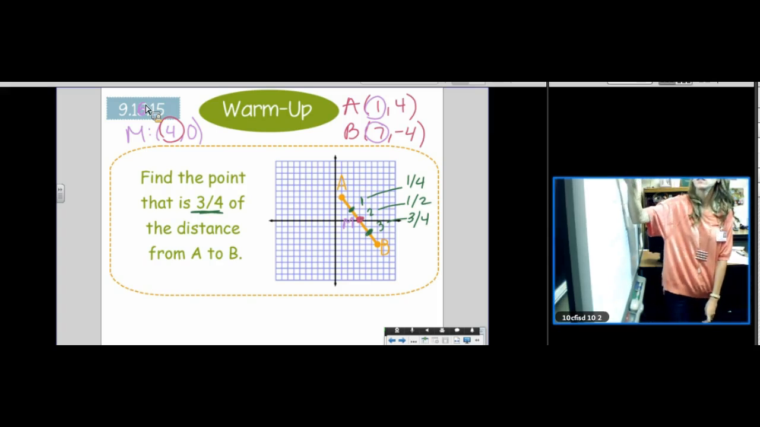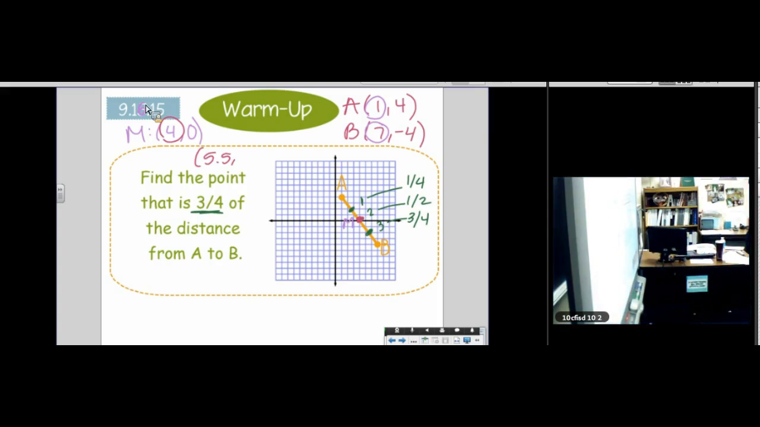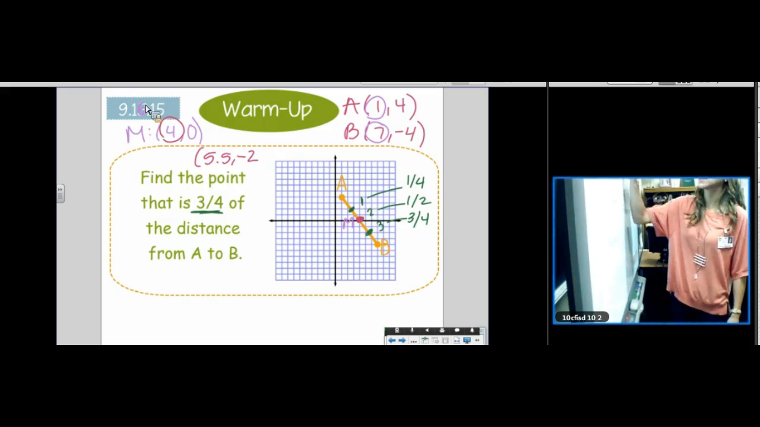Ask your calculator. 5.5. Add your y's and divide by 2. -4 plus 0 is -4. Divided by 2 is -2. So that is the final answer to our problem.